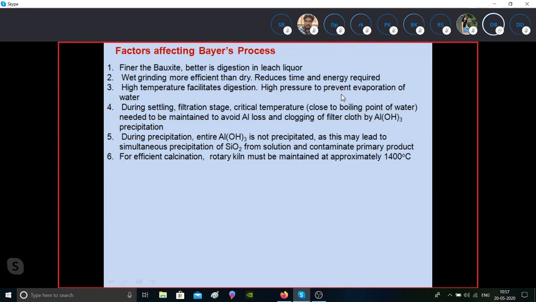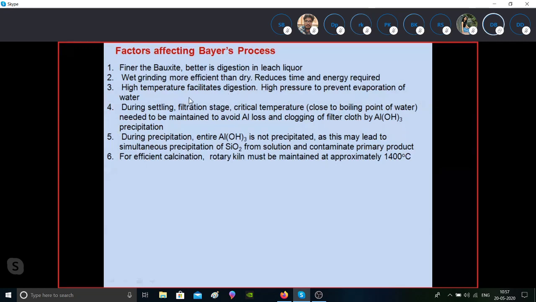Is the first point clear? Why do we maintain such a high pressure in the autoclave? Yes, sir. Okay. For the others, how many of you are here? 11? Continue to be 11? Yes, sir. Okay.